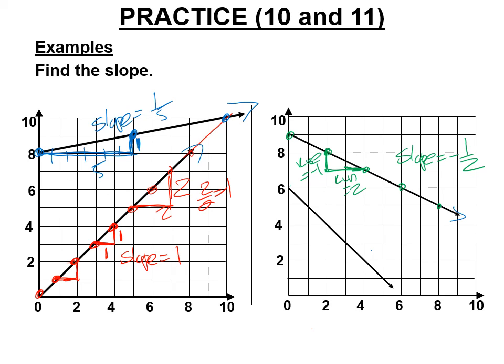Same thing here. We're hitting every intersection again. But we're going down and hitting every intersection. This is a 1. This is now a -1. Slope is down 1 and over 1. The slope is -1.